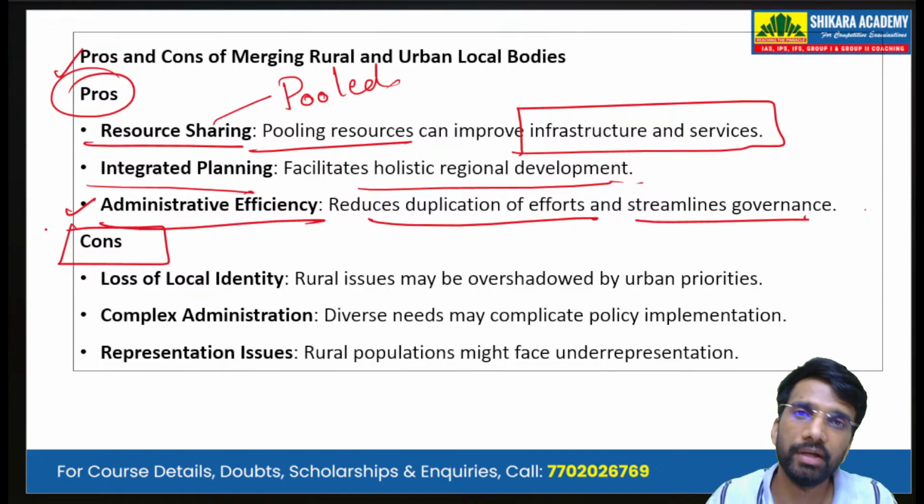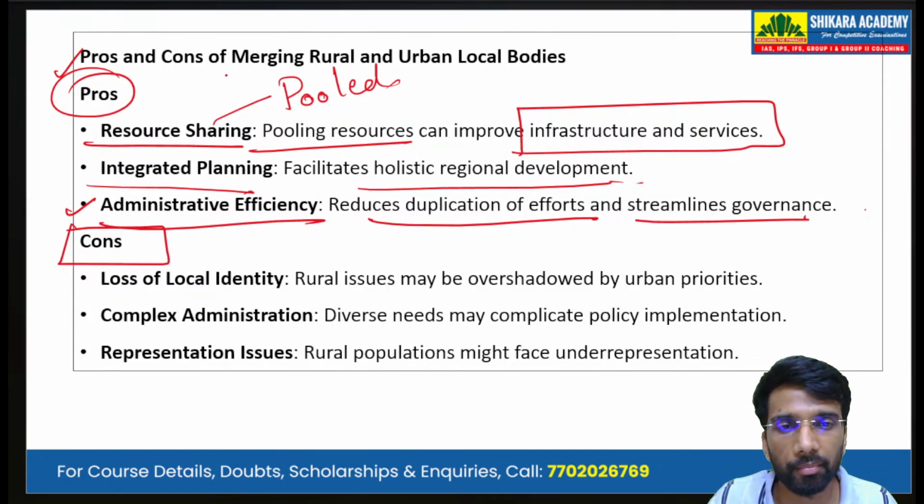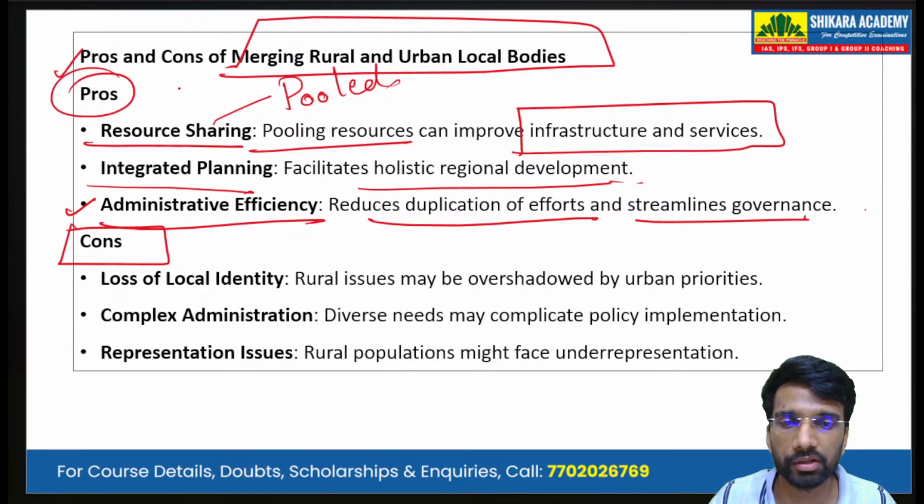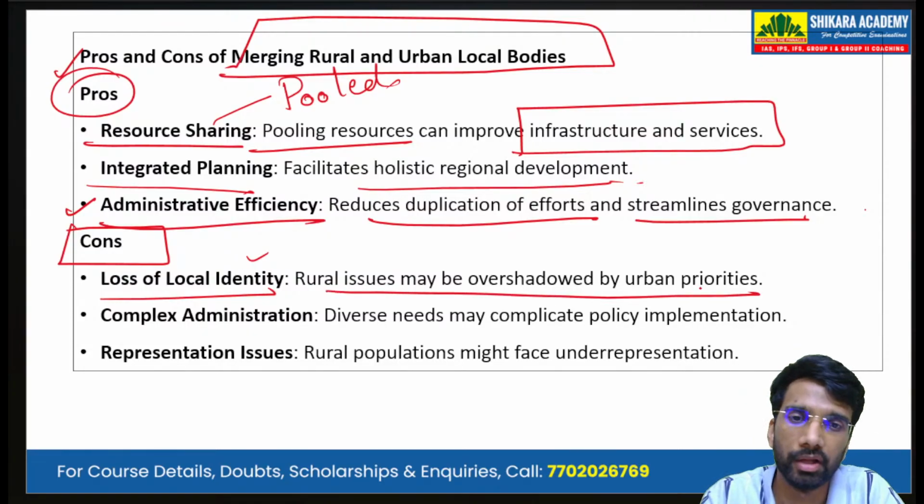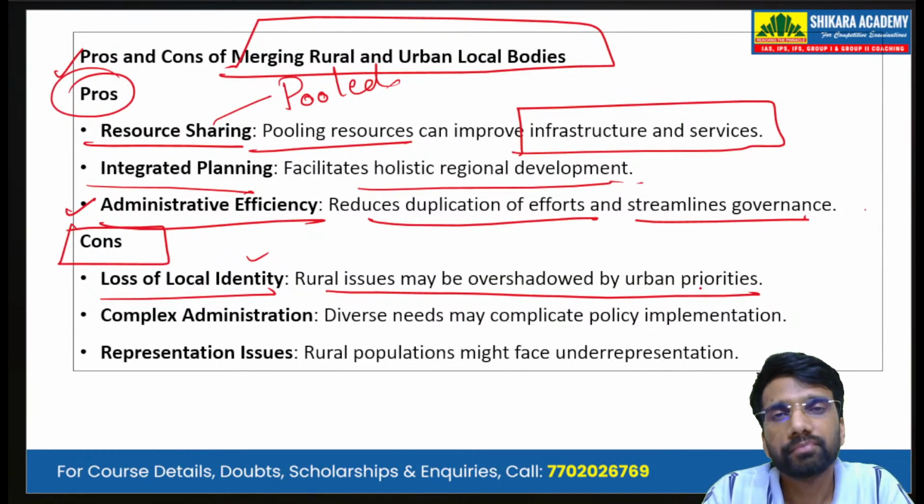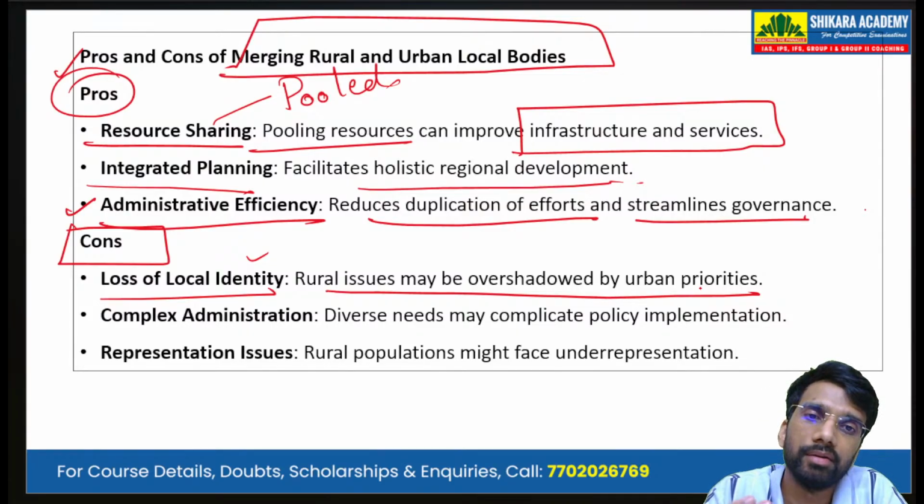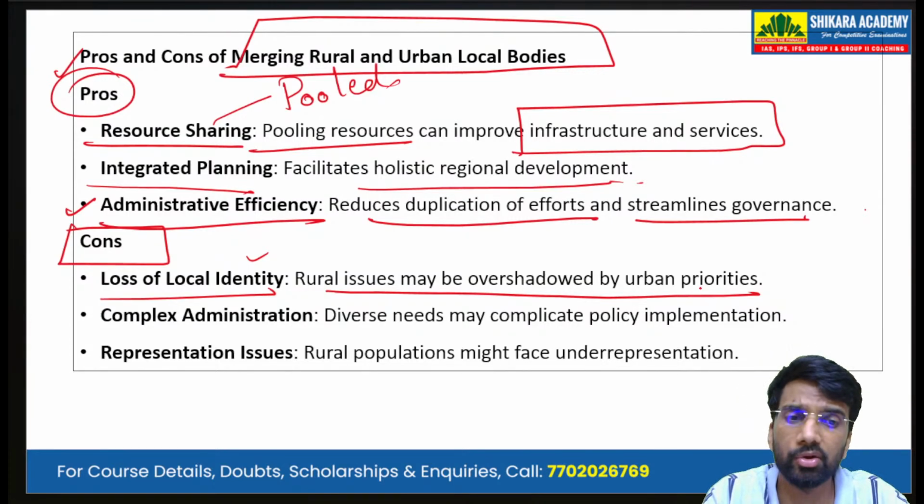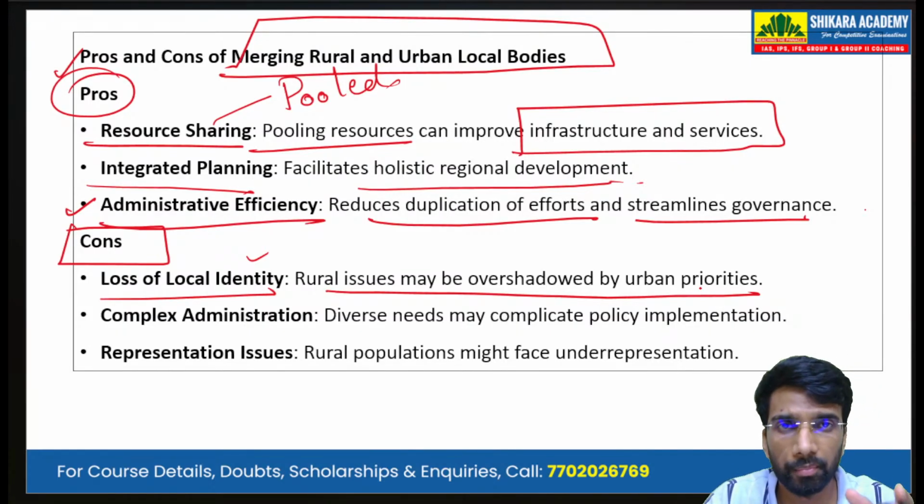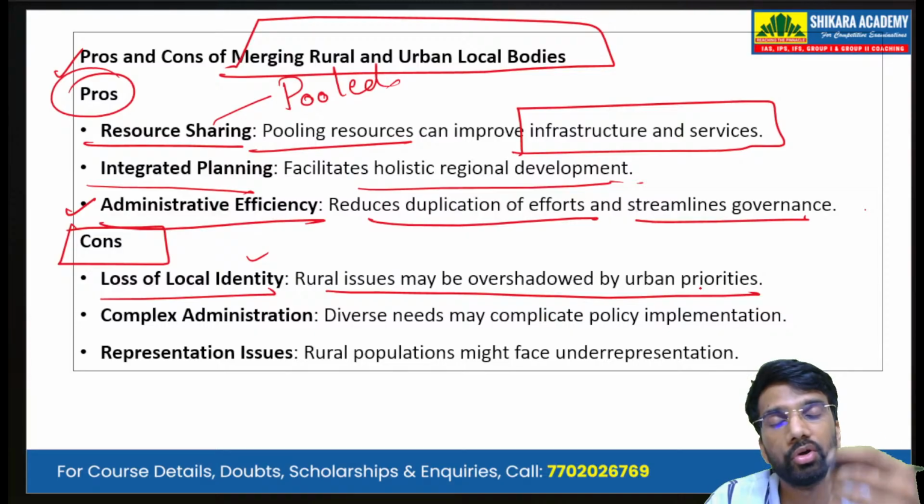Now, what are the cons, the disadvantages of merging rural and urban local bodies? The loss of local identity. The rural areas may be overshadowed by urban priorities. Now, we can see that India is undergoing rapid urbanization, and the urban centers or the cities are our engine of growth. So the most focus of the government as well as the administration is on urban priorities. Because of this, rural issues might get overlooked.